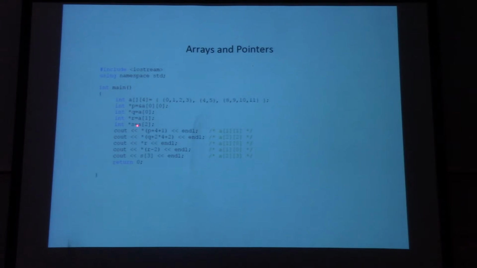So A sub 2, 0, 1, 2, is pointing here. So this is a pointer to this. It's basically pointing to this array, one-dimensional array. So S sub 3 is going to give me 11. 0, 1, 2, 3. Good. All right.